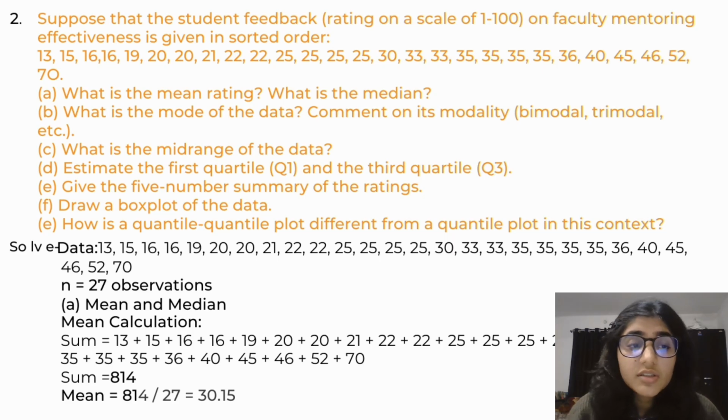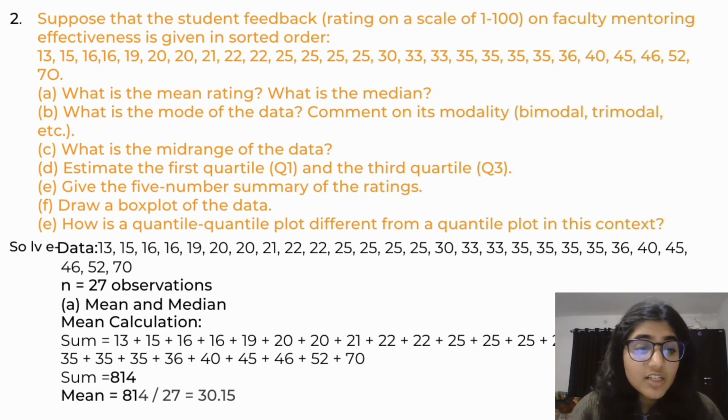In this question, there are six to seven parts. First, in option A, it is asked what is the mean rating and what is its median. The second, B, is what is the mode of the data, and comment on its modality, that is whether it is bimodal or trimodal or unimodal. Okay, now the third is C.